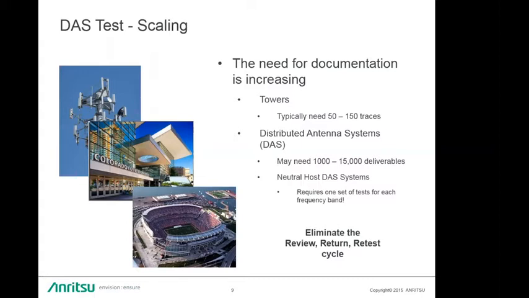When we start talking about DAS systems, it goes up by several orders of magnitude. We could need 1,000 traces. We could need 15,000 traces. I've even assisted with some football stadiums where it's over 15,000 traces. When you go to a neutral host DAS system, they'll require one set of traces for each frequency band.